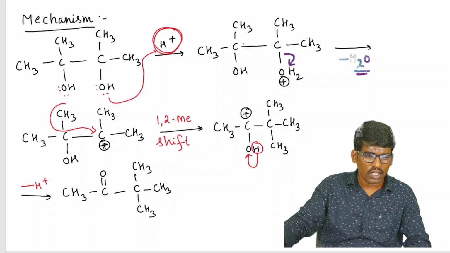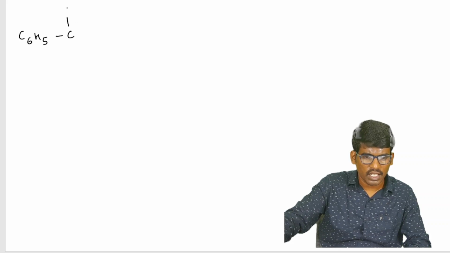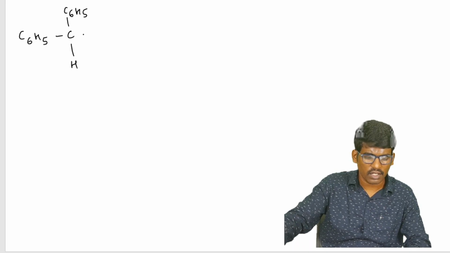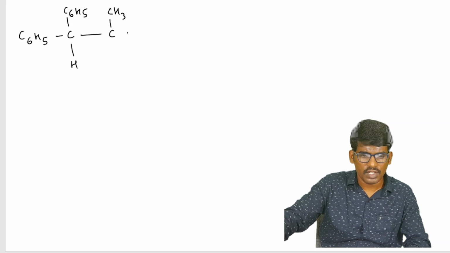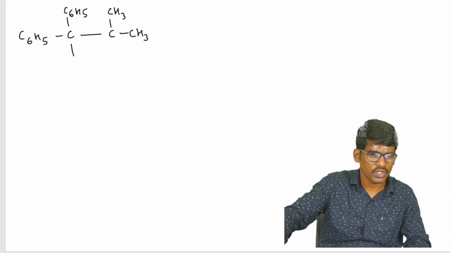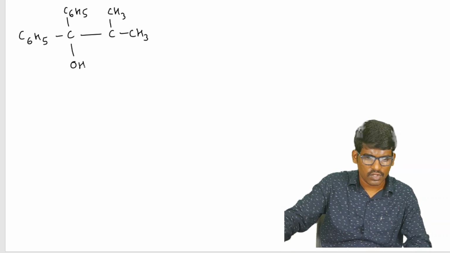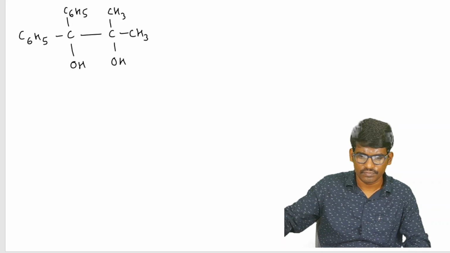Now let us try to understand with one more example. Now C6H5. I am taking phenyl groups here just for better understanding. And it is CH3, and here CH3. This part should be OH, right? It is OH, and here also OH can be taken.